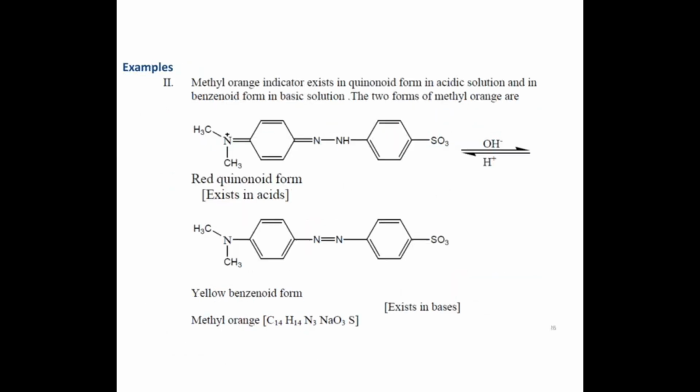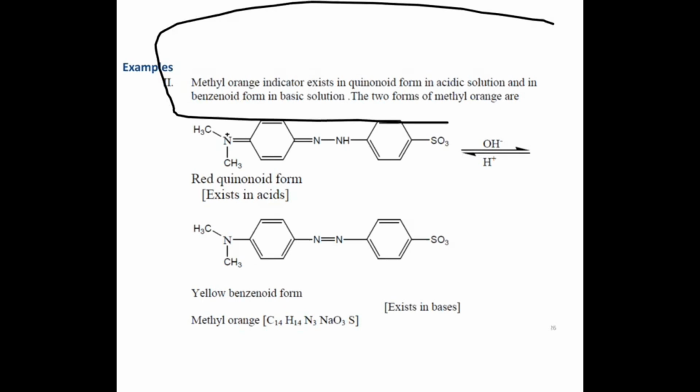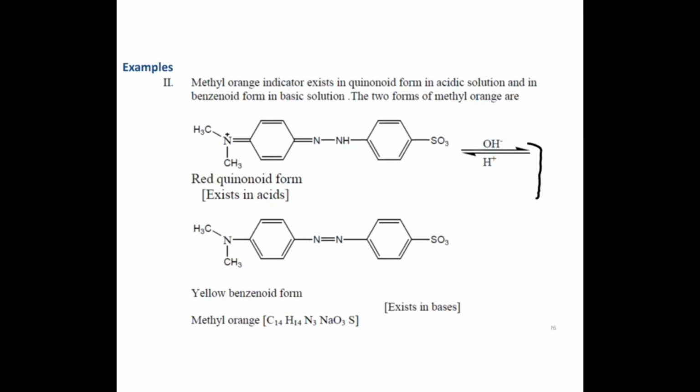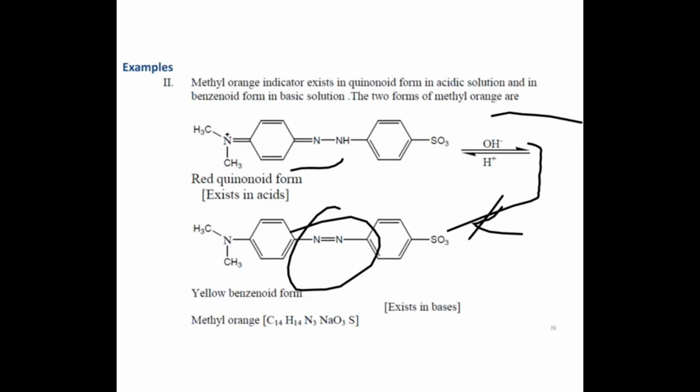The second example is given with the methyl orange indicator. By adding OH minus, the structure of the N group, where N double bond N, changes. By addition of OH minus, by reduction of H plus, it gives NH. This is the structure of methyl orange. In acidic media it can be in the quinonide form, and in basic media it can be denoted as the benzoate form.